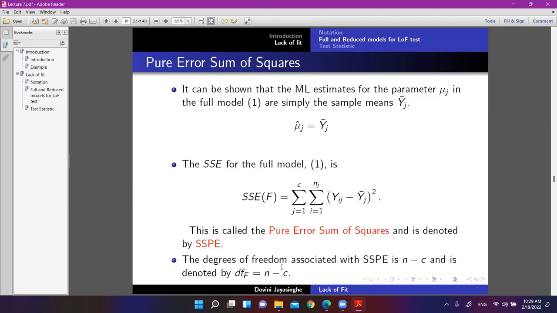And the degrees of freedom associated with SSPE is N minus C, and is denoted by this. Doesn't matter, just refer to the ANOVA table. So it has particular degrees of freedom: N number of observations, C number of distinct x levels. So N minus C, we have free, right? We free N minus C number of things.